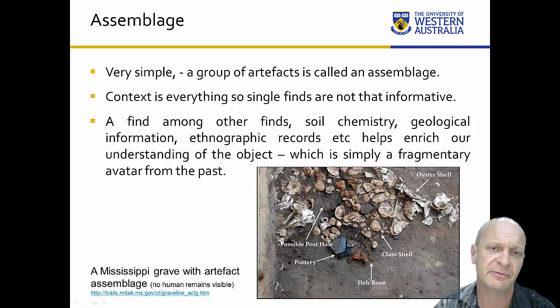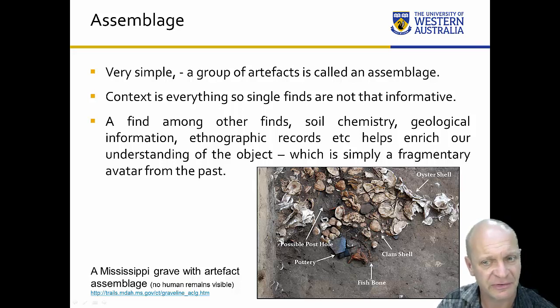So in this diagram here of a Mississippian burial, none of the human remains are showing, we see the burial is near a post hole. The pottery tells us that this is an agriculturalist people, but that their subsistence, clamshell, fish and oyster, tells us that they are largely maritime and water-based, for example. So no one of those artifacts would have given you that story. You need all of them together in an assemblage to give you that story.